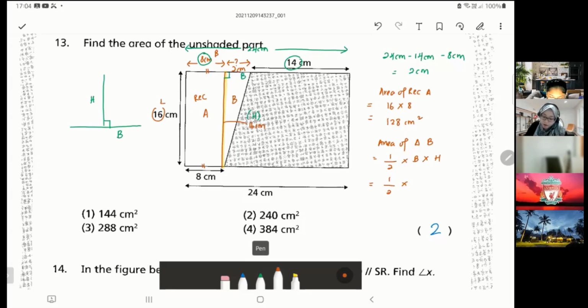Okay, so half times base, which is 2, and height, which is 16, equals 16 cm squared. Now, can I find my total? What do I do with these two numbers? I can just add up. Total area will be 128 plus 16 equals 144 cm squared. So number 2 is not right. The correct answer is number 1.